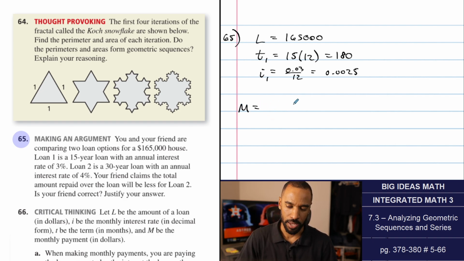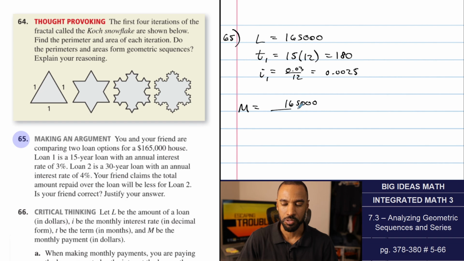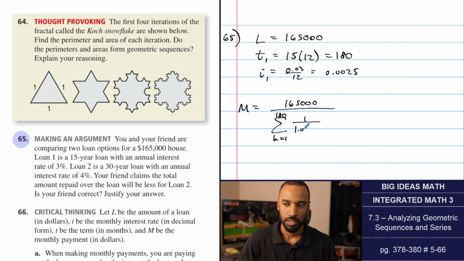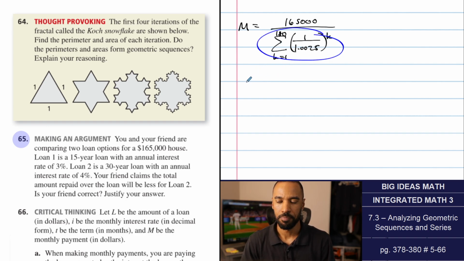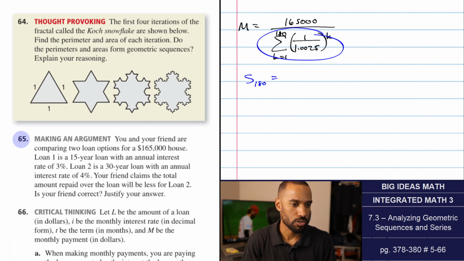So the monthly rate, there's a lot to do for this problem because we have to do it twice. 165,000 over the sum from k equals 1 to 180 of 1 over 1 plus I raised to the k power. So let's talk about this bottom part. Work that sum out. S sub 180 is, now let's see if that 1 over 1.0025 gets a cleaner number for us. As a fraction, it's 400 over 401.